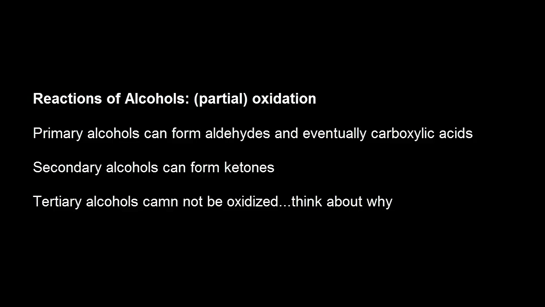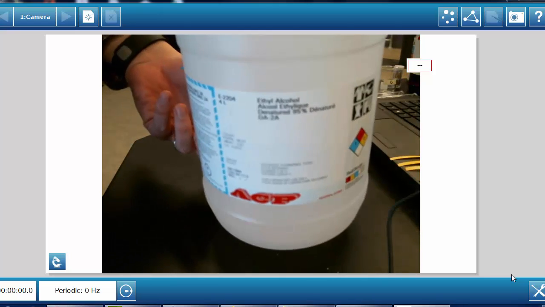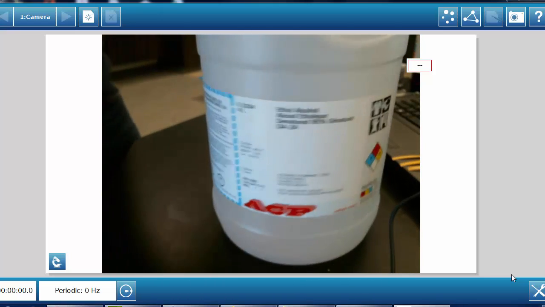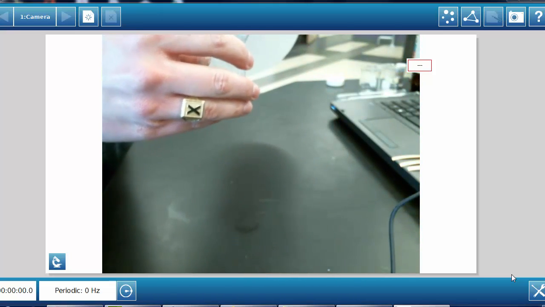Okay, we're going to look at partial oxidation of alcohols. So primary, secondary, and tertiary alcohols can all be oxidized, but as you can see on the screen here, they all form slightly different products. So I'm going to demonstrate the three different types of alcohols and their reactivity.